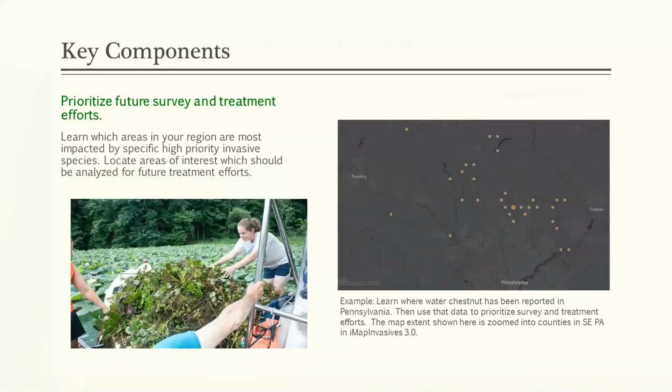This particular screenshot is a view of southeast Pennsylvania, where we know that unfortunately it's sort of a hot spot for water chestnut. So it is important in that regard because you can use your data, and data that's submitted by others, to help you plan for the work that you'd like to accomplish.